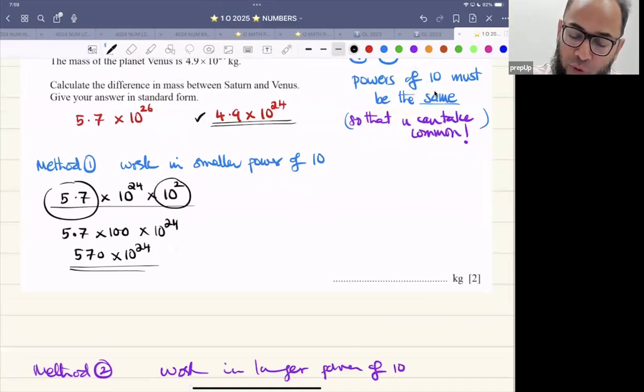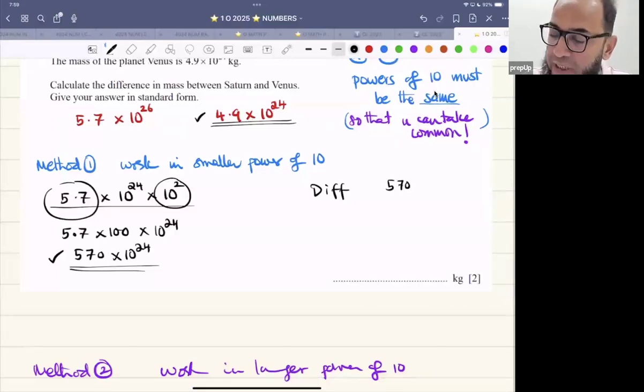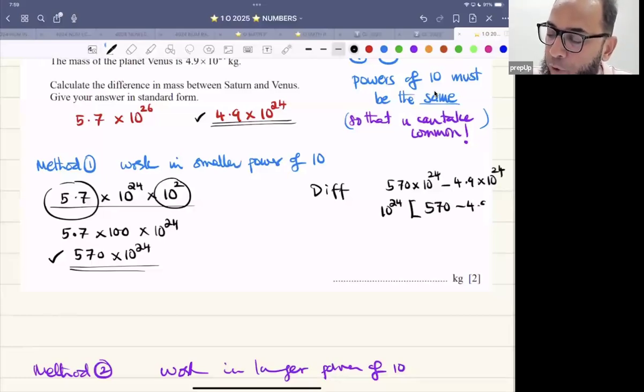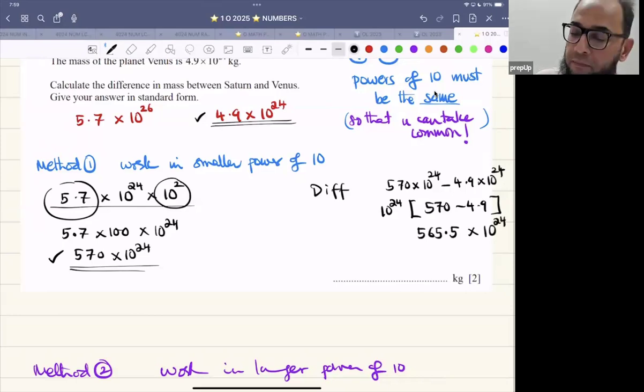Now I can find the difference. That is 570 into 10 to the power 24 minus 4.9 into 10 to the power 24. 10 to the power 24 is common. 570 minus 4.9, how much is that? 570 minus 5 is 565, so 565.1 into 10 to the power 24.